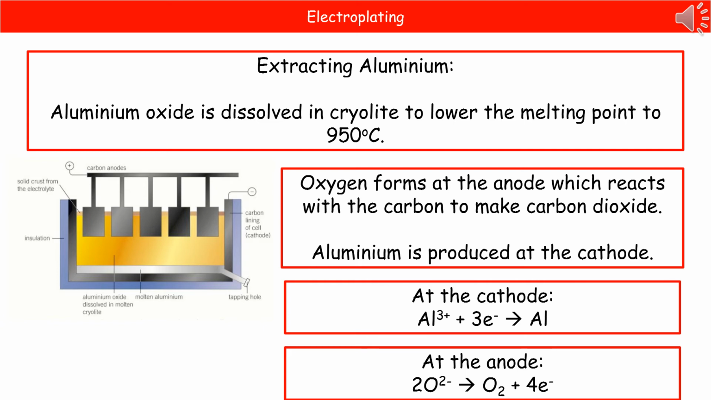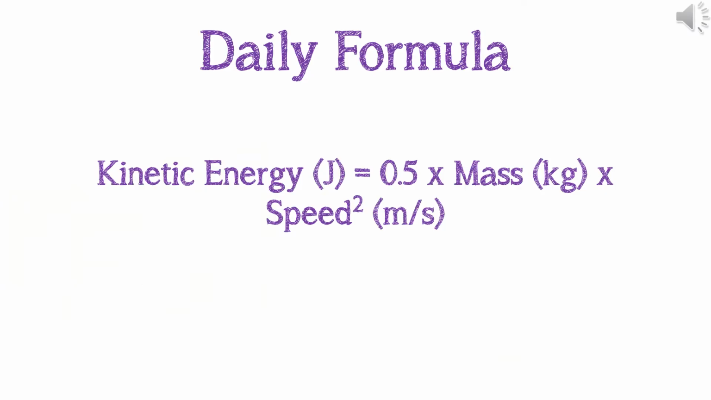Because our aluminium ions are positive, Al3+, they gain 3 electrons to make aluminium atoms, whereas at the anode, oxygen ions, so O2-, are then going to form oxygen gas and release 4 electrons. And don't forget, today's daily formula is kinetic energy in joules is 0.5 times the mass in kilograms times the speed squared.